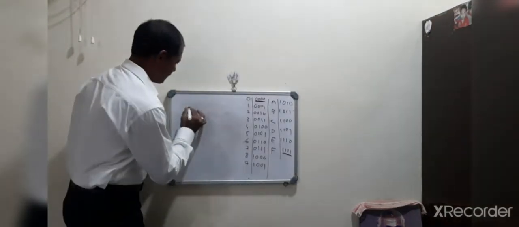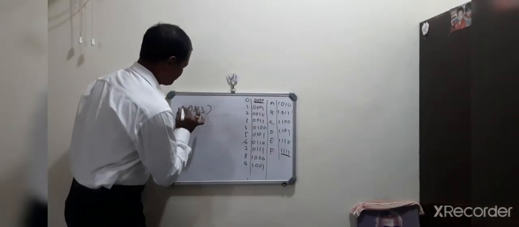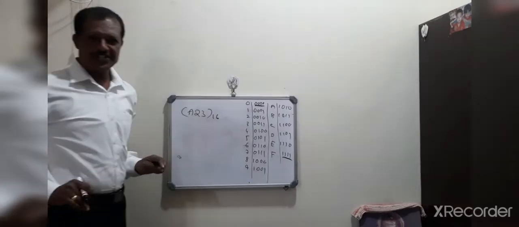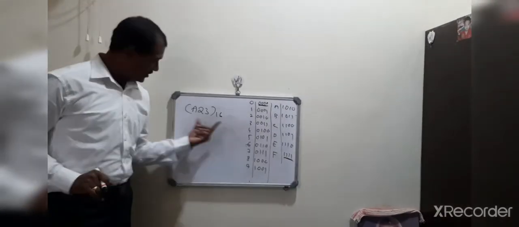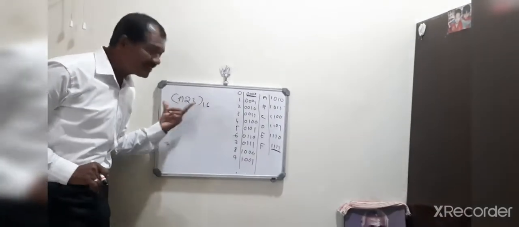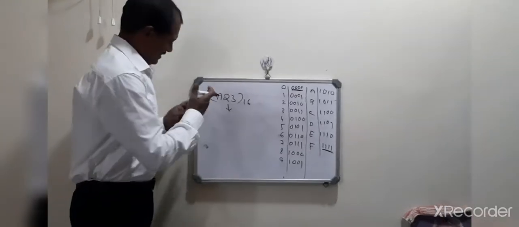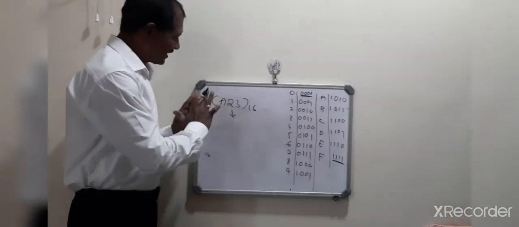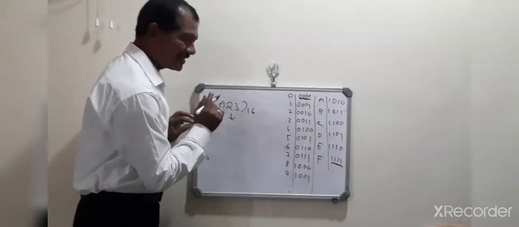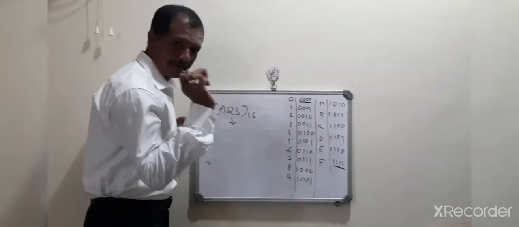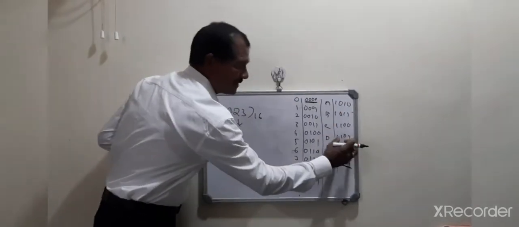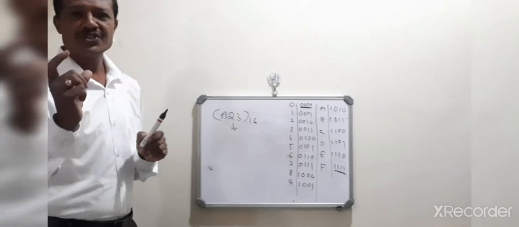Now I am going to take one example. A23 base 16. If I am writing base 16, it means it is a hexadecimal number. Convert this one into a binary number. For hexadecimal to binary, you can take right to left or left to right. Take each and every hexadecimal digit and write the equivalent binary number, a combination of 4 bits.